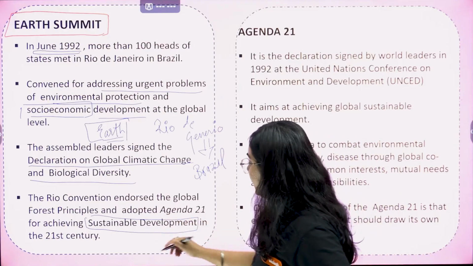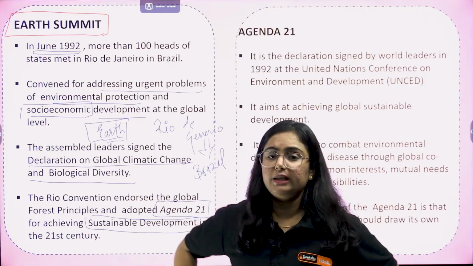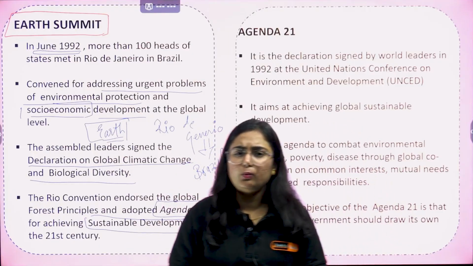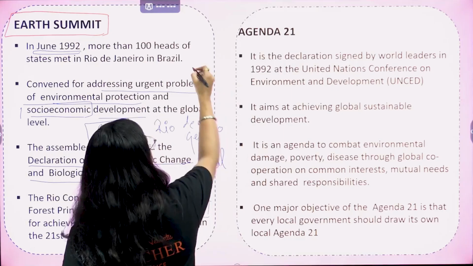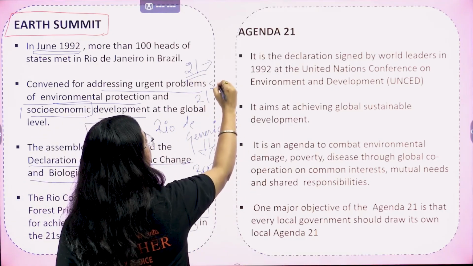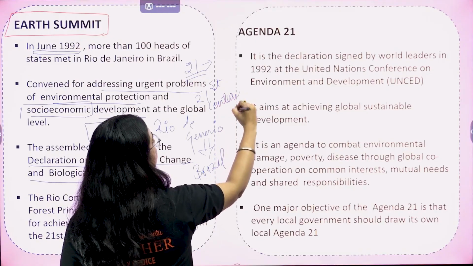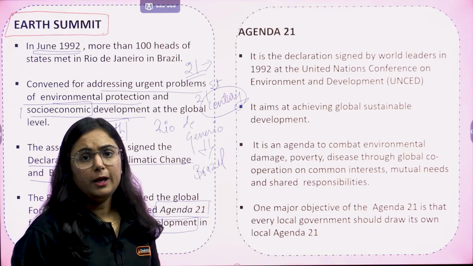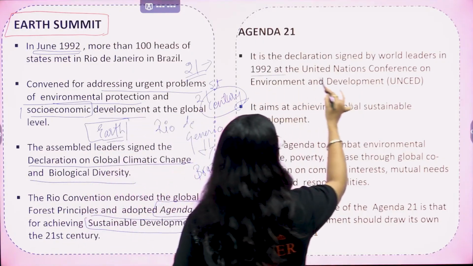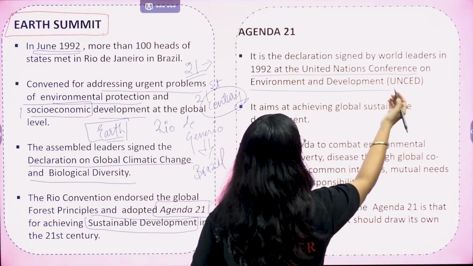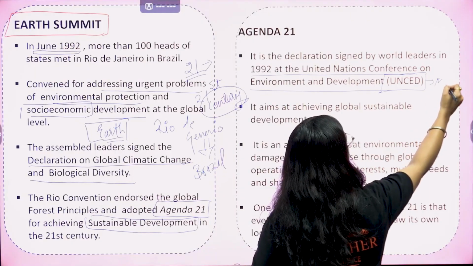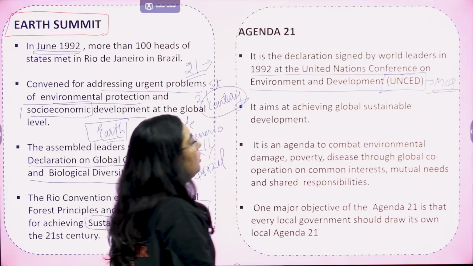For this sustainable development, they adopted an agenda that is referred to as Agenda 21. What is Agenda 21? Pay attention, the 21 here stands for the 21st century. Again, in this Rio Convention only, the agenda was adopted at the United Nations Conference on Environment and Development, UNCED. Important for MCQ, right? What is the full form of UNCED? Important for MCQ, point here.